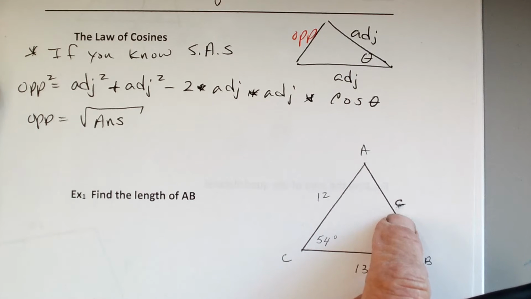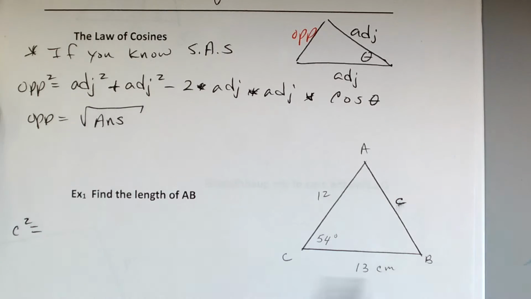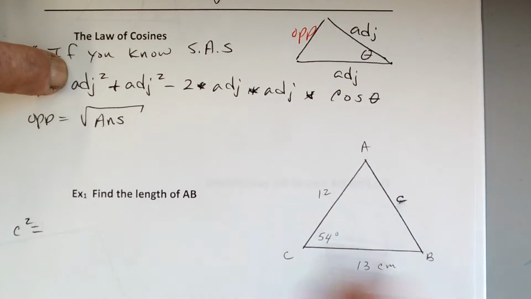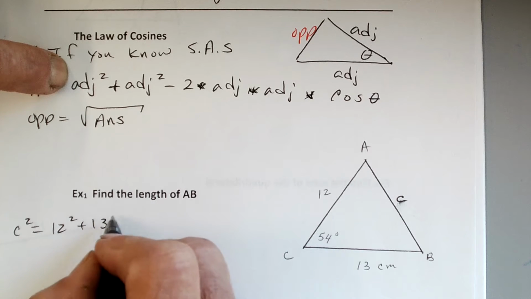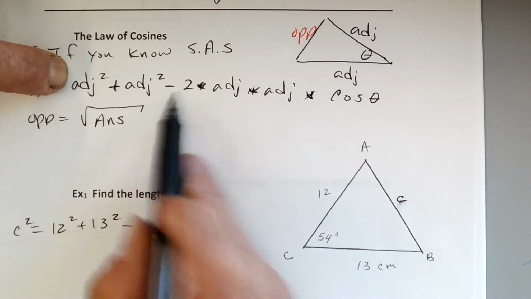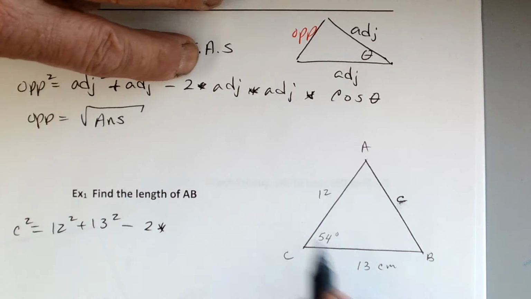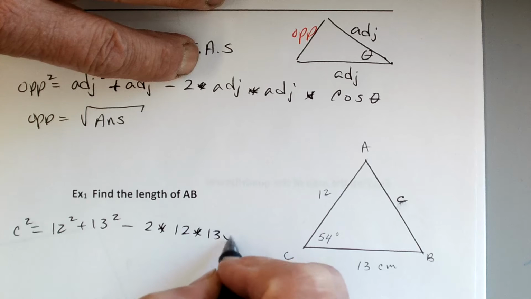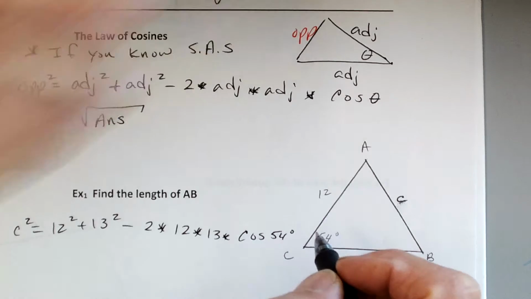Am I going too fast or am I okay? Good. Thank you, Faith. So that's my opposite side, so I'm going to go C squared equals. Adjacent squared, it doesn't really matter which one, so I'll go 12 squared plus 13 squared, subtract 2 times 12 times 13 times the cosine of 54 degrees.